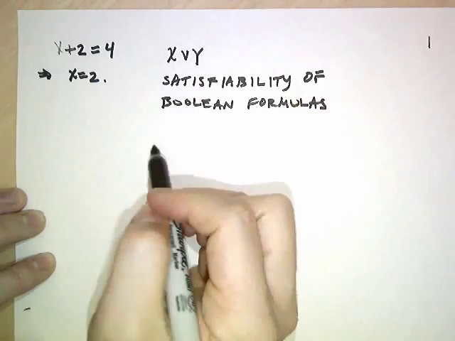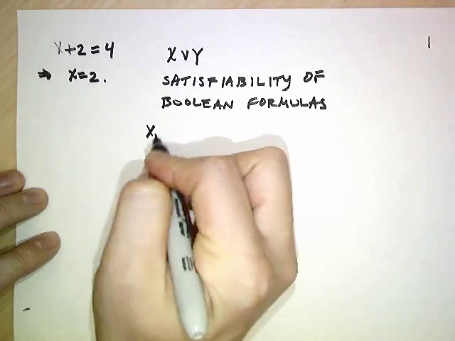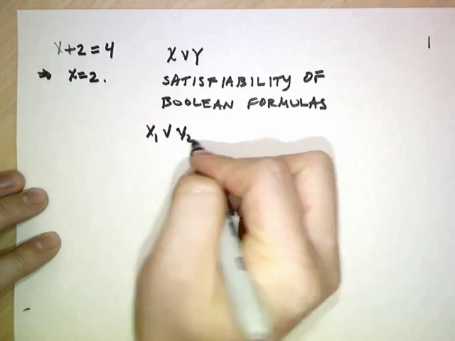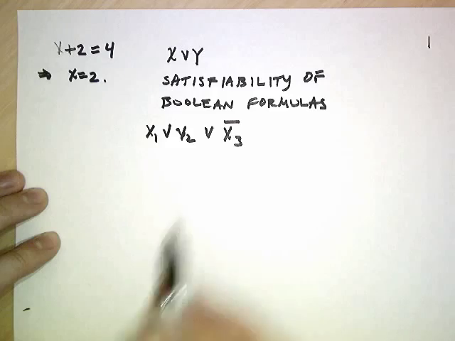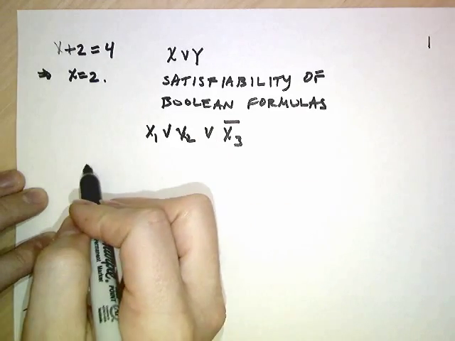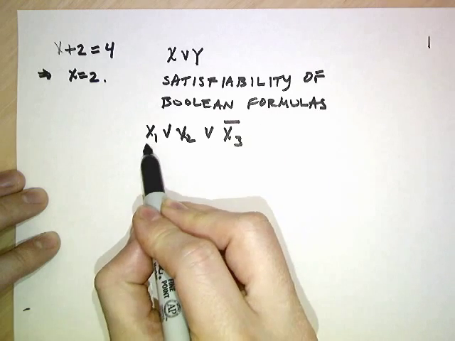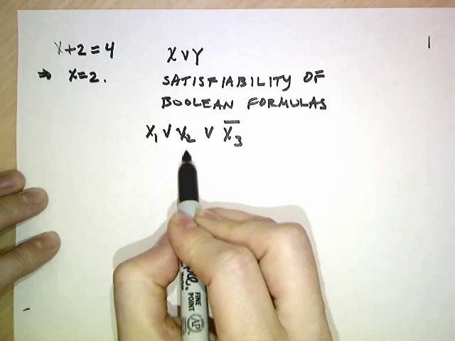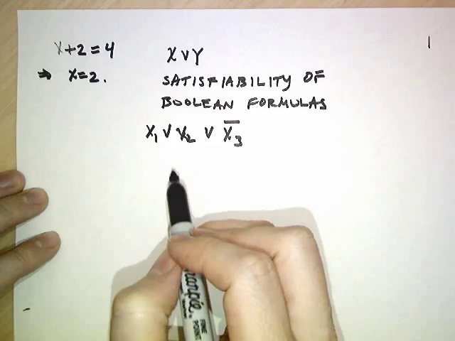I give you a Boolean expression or a Boolean formula. So x1 or x2 or x3 bar. Remember, that means that x3 is negated. And I ask you, does there exist an assignment to these literals, where you assign true or false to each one of these literals that makes the entire expression true?